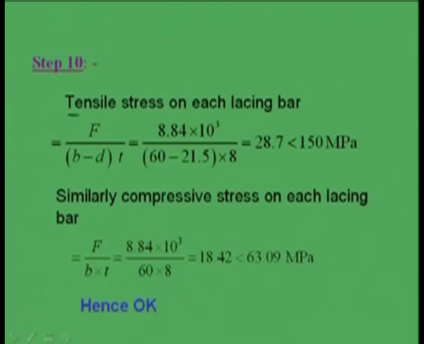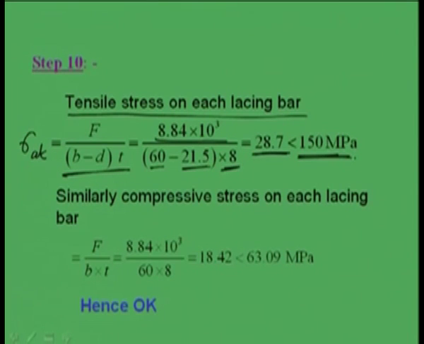So, in the next step we will check for the tensile stress and compressive stress. In case of tensile stress, sigma at T will develop as F by (B minus D) into T, where F is 8.84 into 10 cube Newton, B is 60, D is 21.5 and T is 8. So, if we calculate, we will get 28.7 MPa, which is less than 150 MPa. So, it is much safe, much below the allowable stress, which is 150 MPa, right.